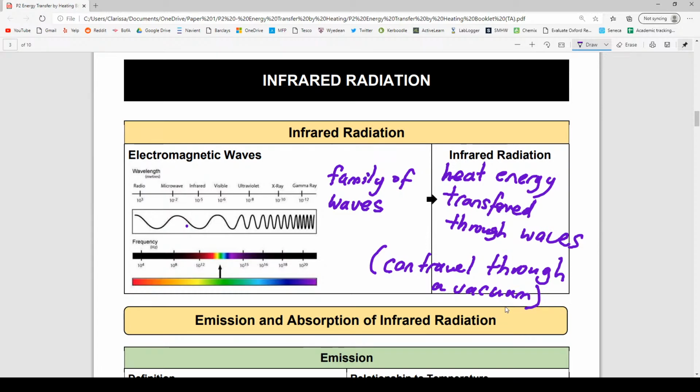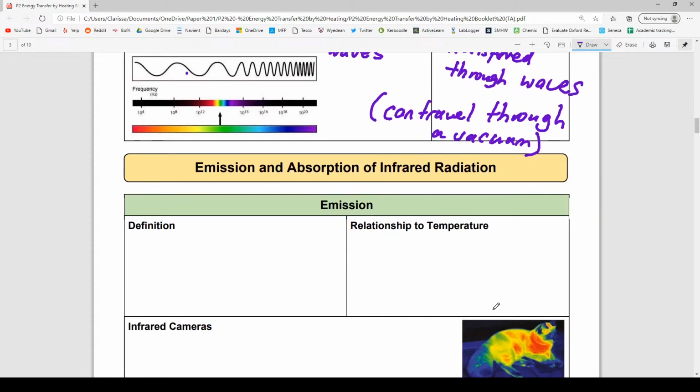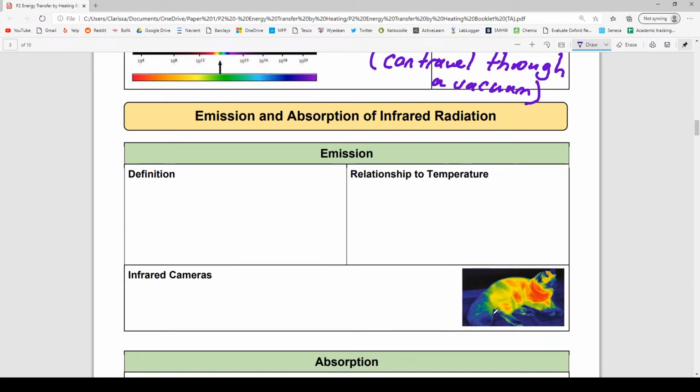But the idea is infrared radiation, it is waves. And because it's waves, just like light, we can emit it, so release it, and also absorb it. And it's important that you know what I mean by emission, or emitting something, and absorbing it. So emission is basically releasing, giving off. So if something was emitting infrared radiation, I'm saying it's giving off infrared radiation.